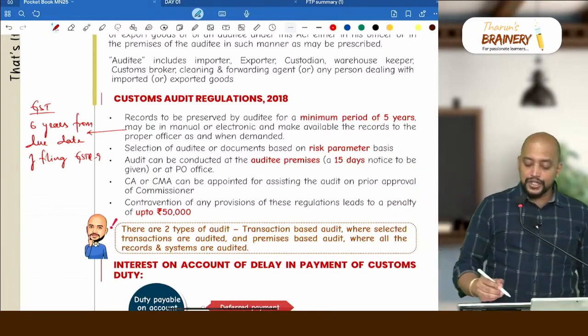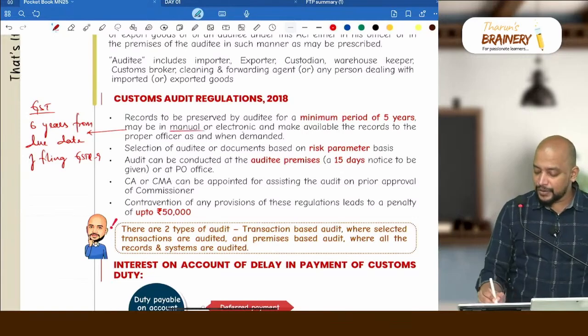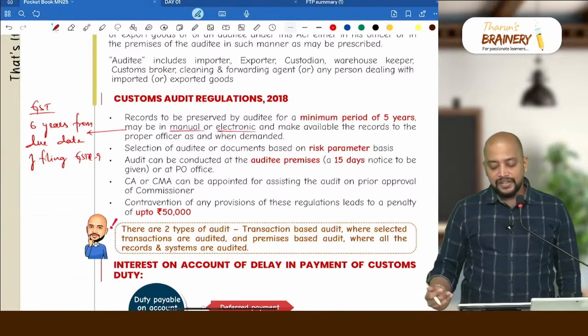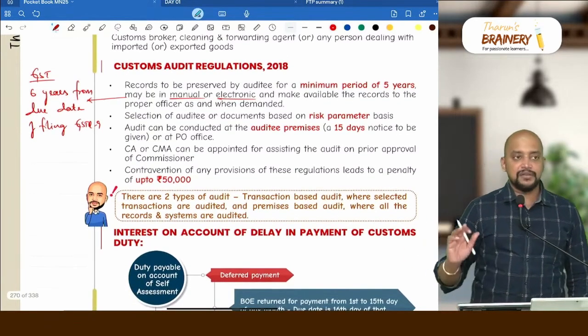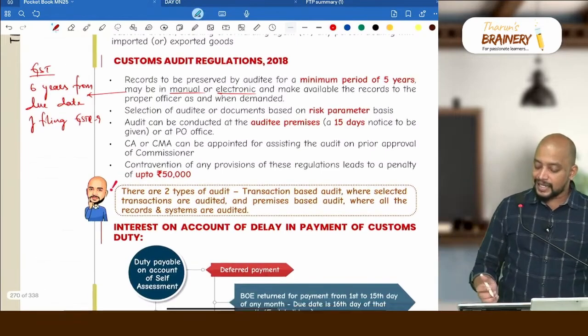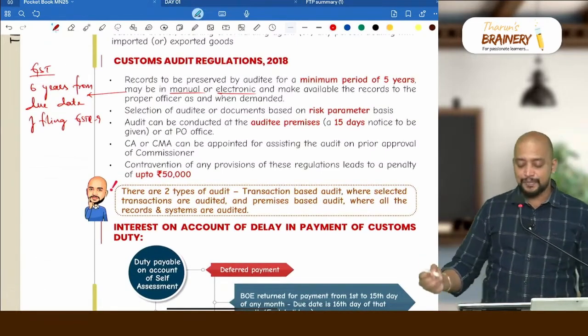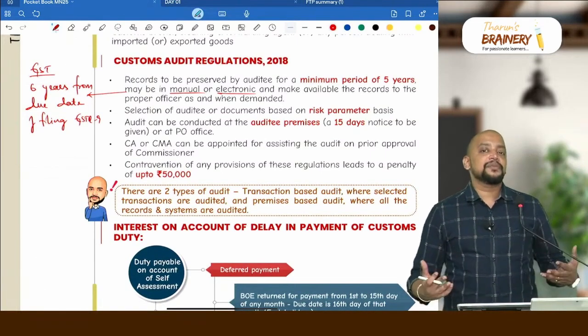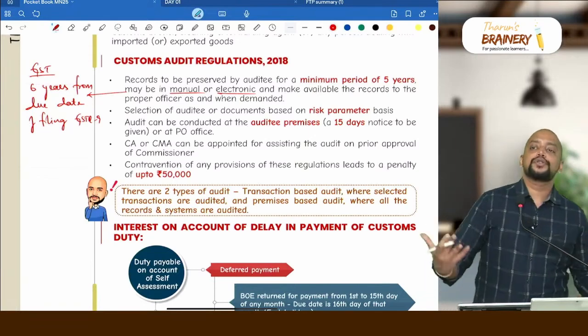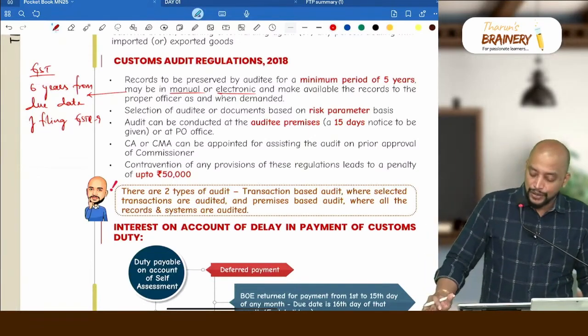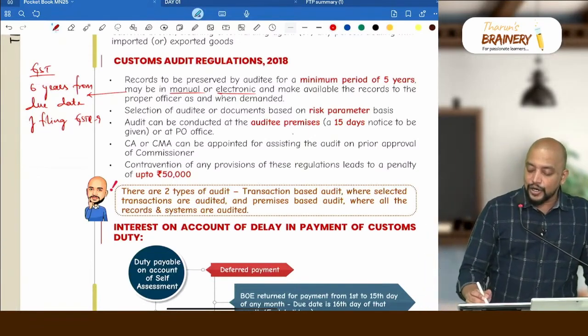And how it should be maintained, it may be either manual or electronic, and make available the records to the proper officer as and when demanded. Even GST same. And selection of auditor documents is based on risk parameter basis, not that every time they do the audit, whichever person they wanted to. And auditing can be conducted at auditor's premises.